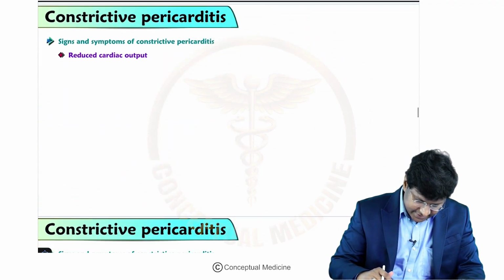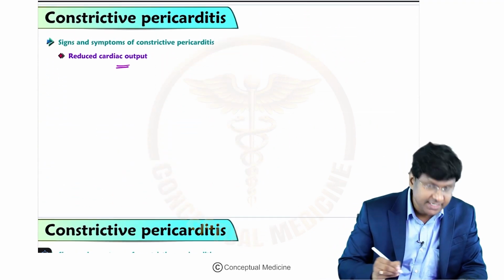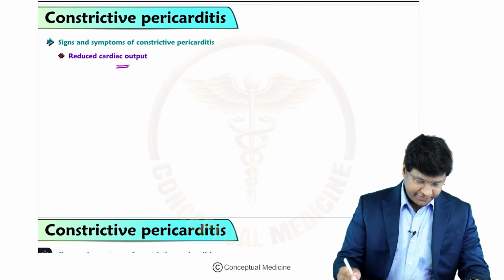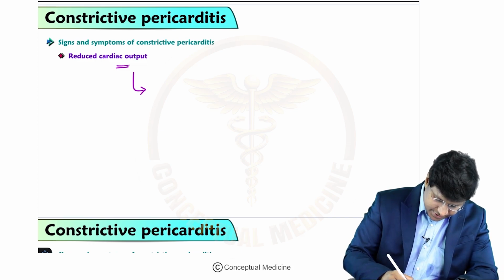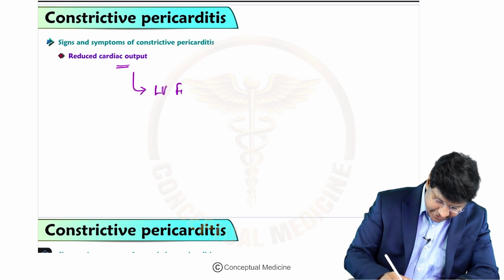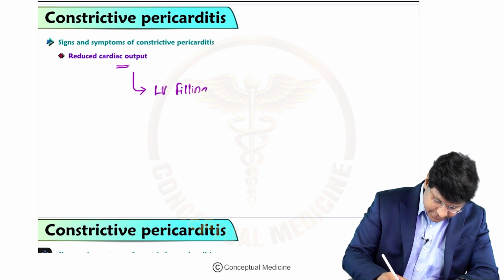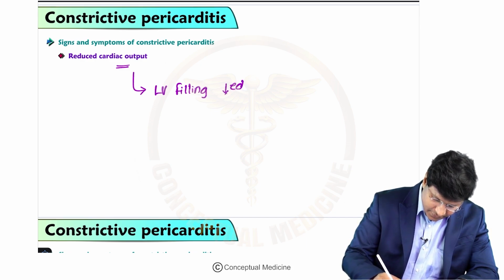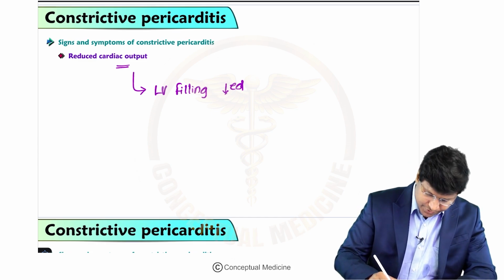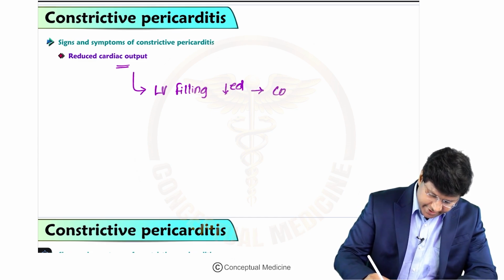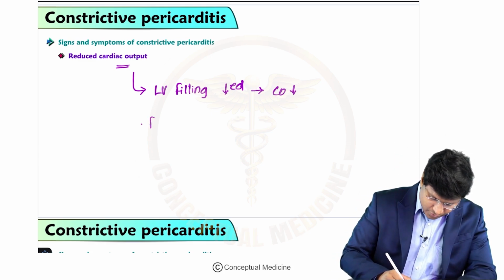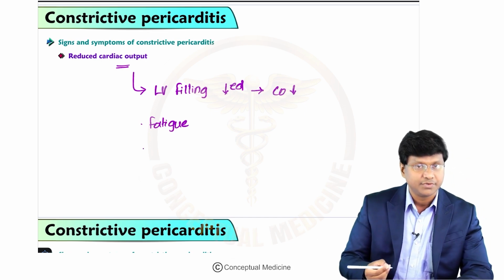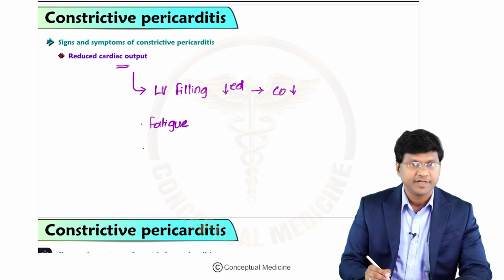Then followed by that you will have the features of reduced cardiac output. See, in these individuals with constrictive pericarditis, even the left ventricular filling is reduced. So when the left ventricular filling is reduced, obviously what will happen to the cardiac output? It is also reduced. So once the cardiac output is reduced, what will be the clinical manifestations? That includes fatigue, because cardiac output is reduced and peripheral perfusion will be reduced.